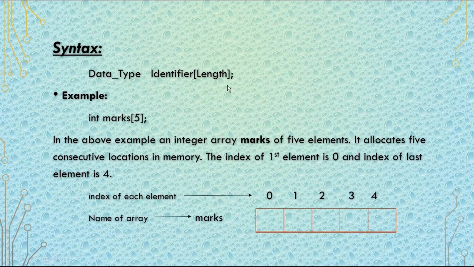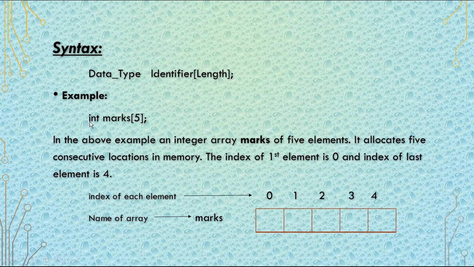So this is the syntax of declaring a one dimensional array: data type, identifier and length in square brackets. So what is the data type? Data type indicates the data type of values to be stored in the array. Identifier indicates the name of an array. And length indicates the total number of elements in the array. It must be a literal constant or a symbolic constant.